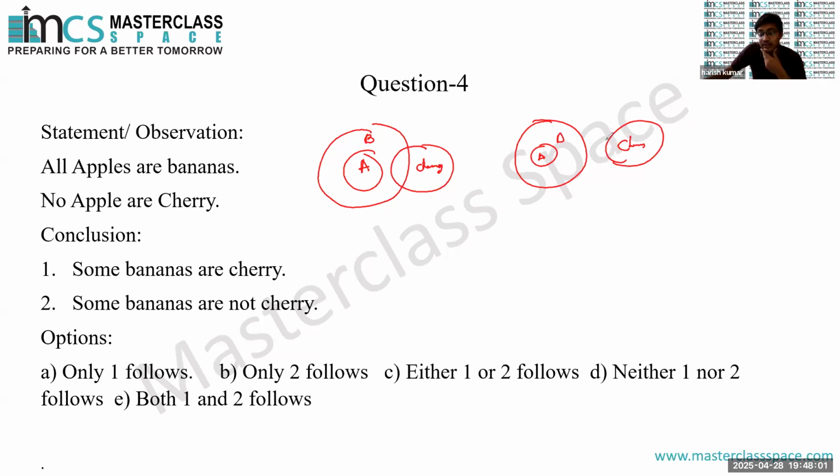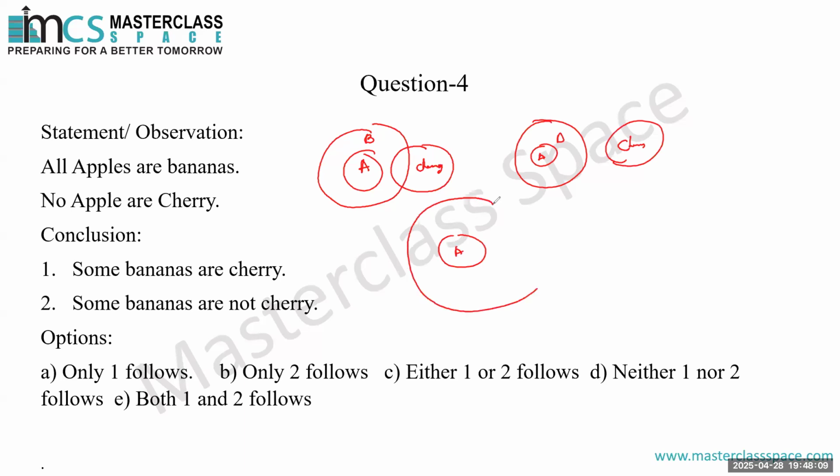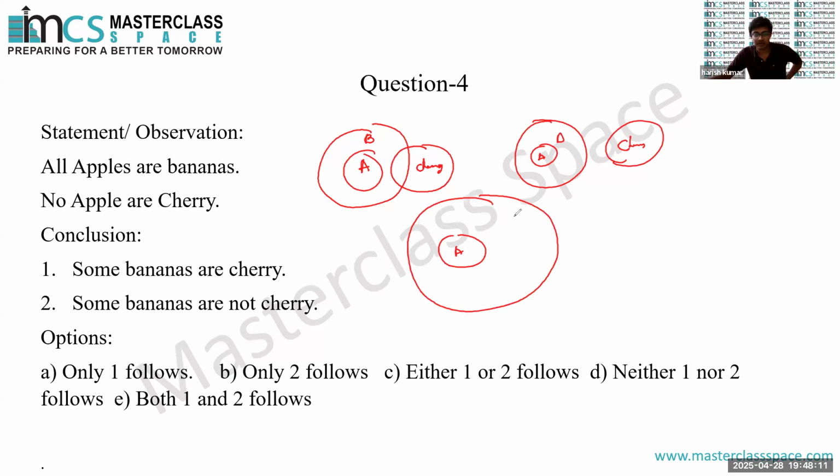Can you tell me what is that case? We missed one case. Sir, a cherry can be inside B, but not touching A. Correct, absolutely correct. So this is cherry and this is banana. This is also possible. Yes or no? This is also possible.